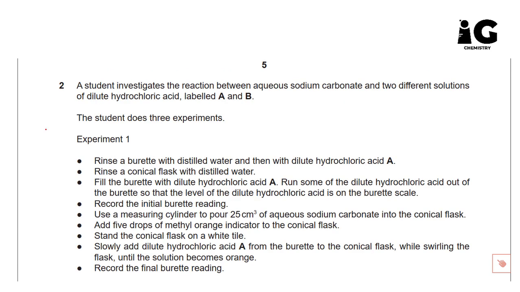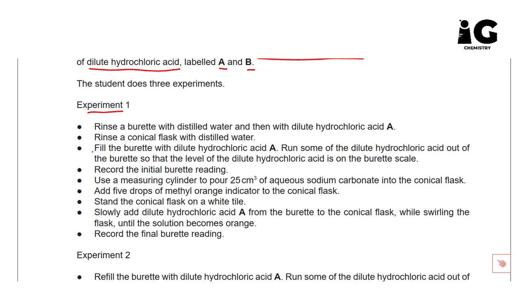Question 2, a student investigates the reaction between aqueous sodium carbonate and two different solutions. So here we have aqueous sodium carbonate and two different solutions of dilute hydrochloric acid labeled A and B. So we have A and B, both of them dilute hydrochloric acid. So the student does 3 experiments. You have to take care about the experiments, guys. Please read carefully the instructions.